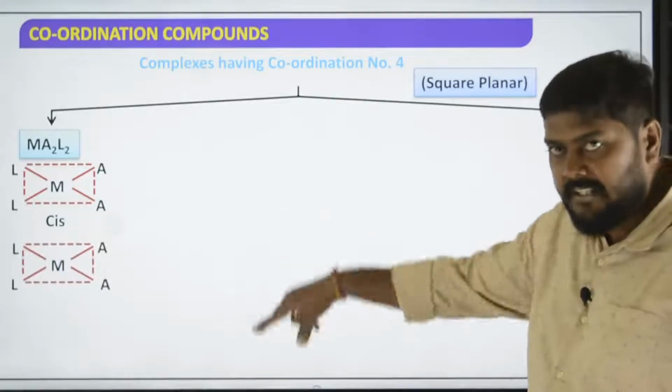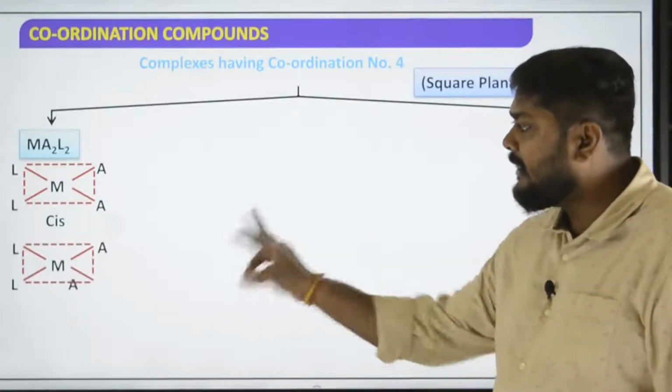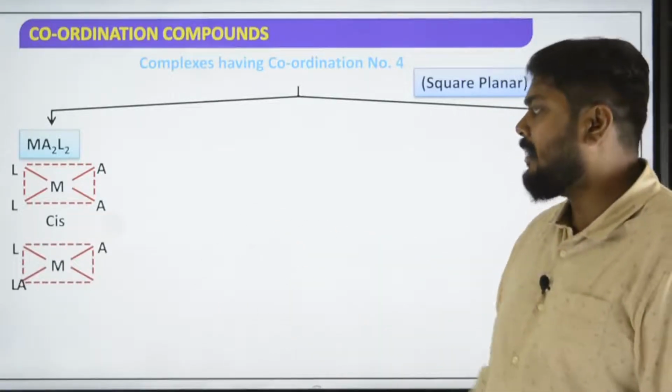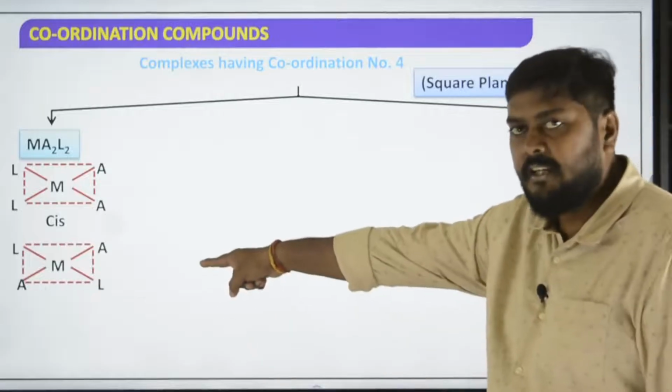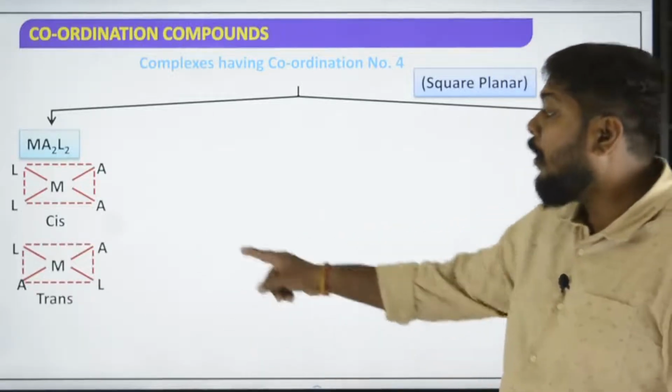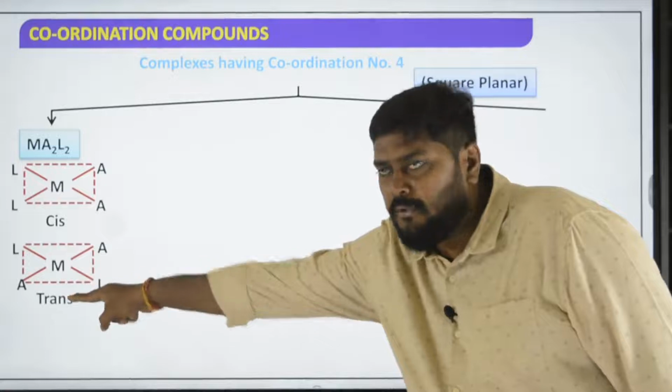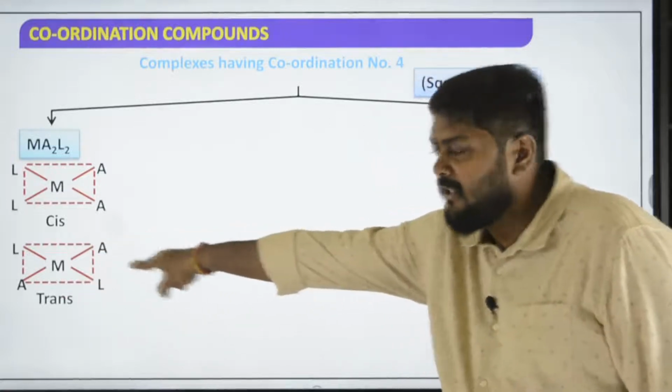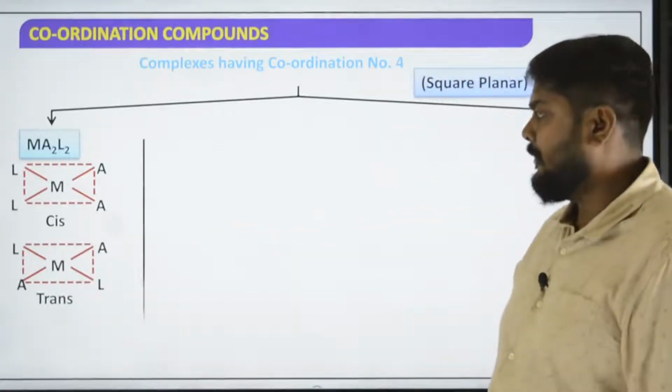The same complex எடுத்துக்கிறேன். நெக்ஸ்ட் என்ன பண்ண போறேன்? அதை இன்டர்சேஞ்ச் பண்றேன். A-வையும் L-ஐயும் நான் வந்து இன்டர்சேஞ்ச் பண்றேன். You can see that, right? So this will be in opposite side. A எப்படி இருக்கு? ஆப்போசிட்ல இருக்கு. L will be in opposite side. Then it is called a trans isomer, right?